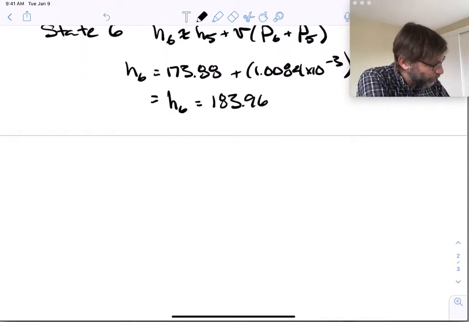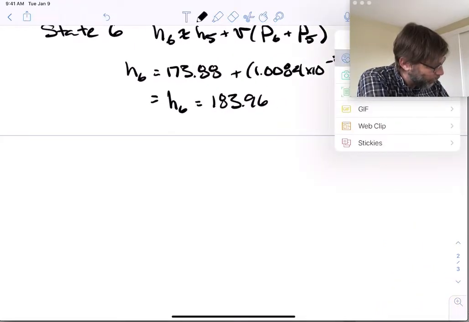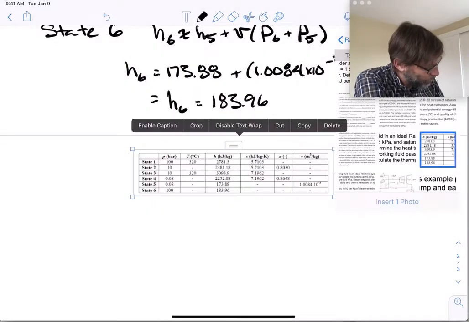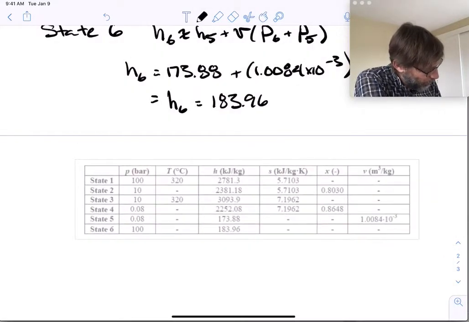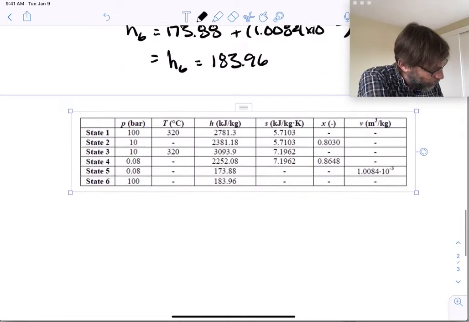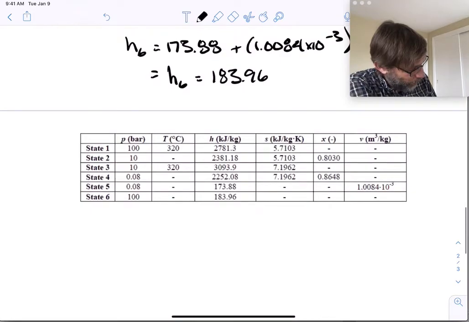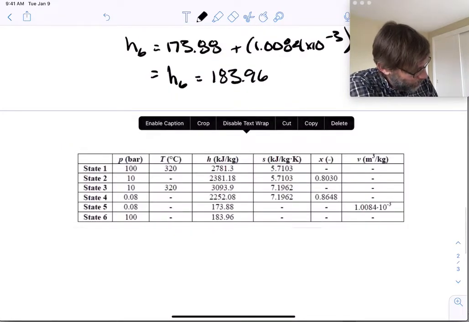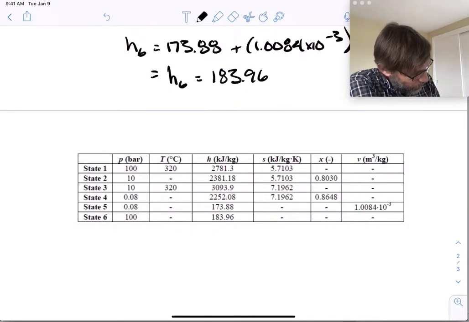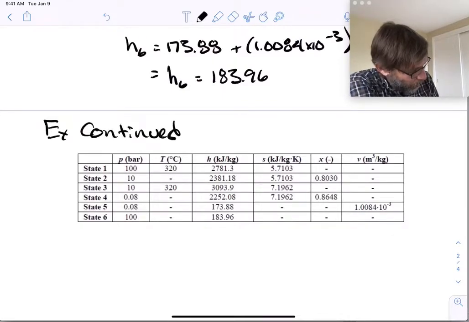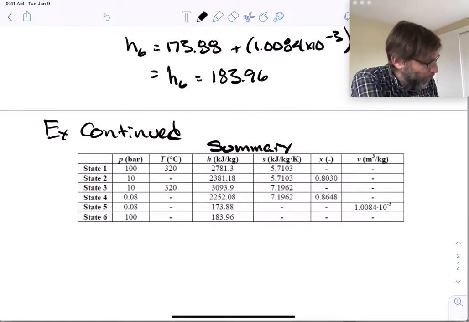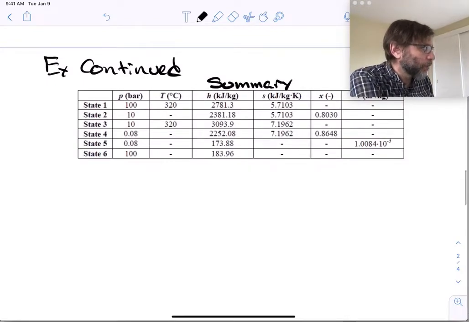So to summarize this, I'm going to put this handy table in here that I found from the solutions, right? So here's a table. I just pop this in there. So you've got all the different values that we just found. Okay, so this is the example continued, and this is a summary of all the states. All right, so then you can refer to that.